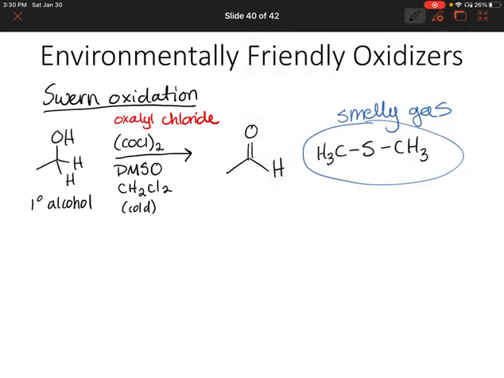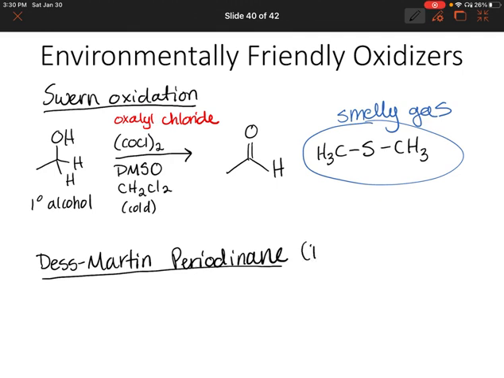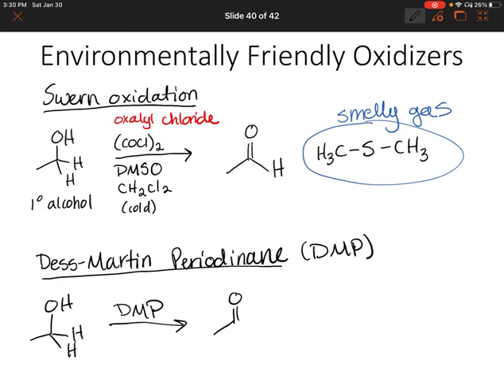Now there's another method called the Dess-Martin periodinane, I think it's called. I can't pronounce this either. But it's abbreviated DMP. And if you start with a primary alcohol again, you can just write DMP, and that will give you your aldehyde.